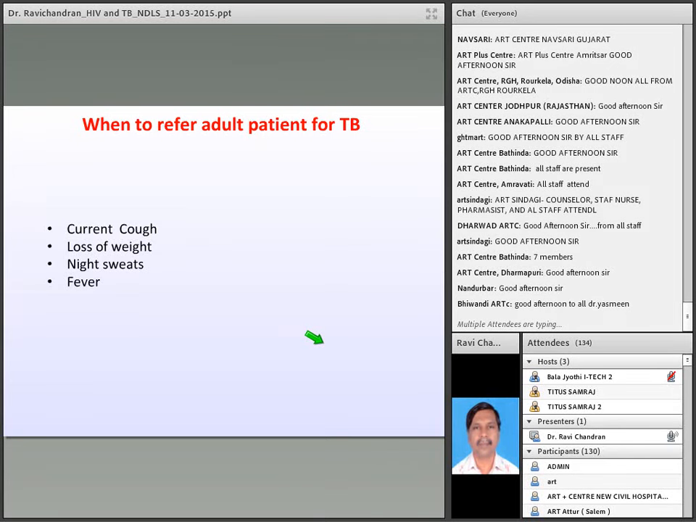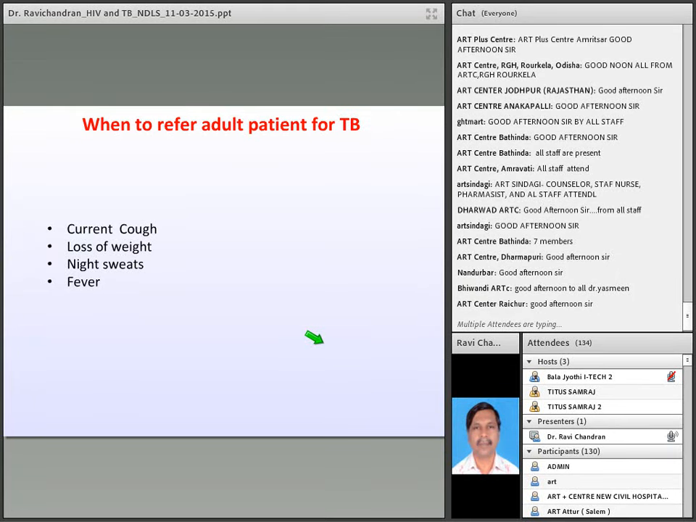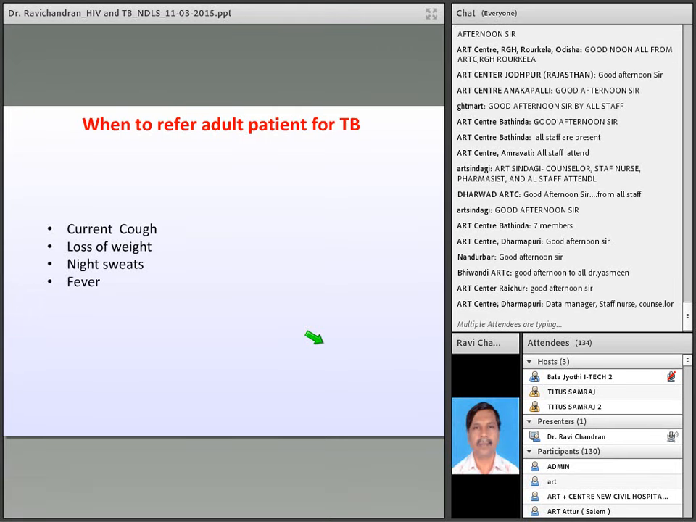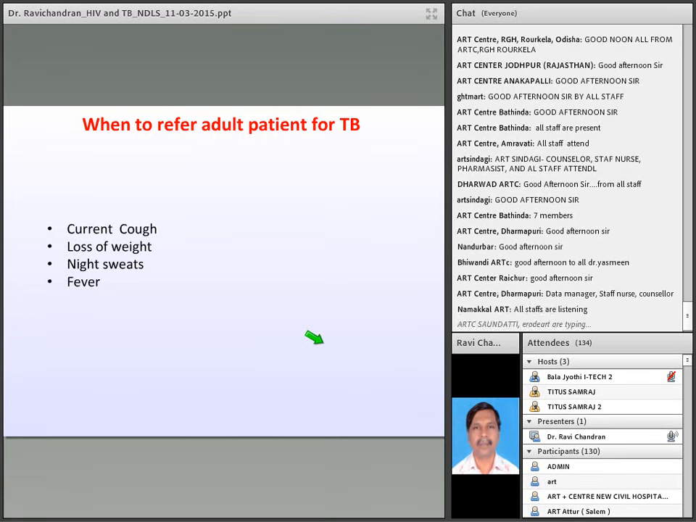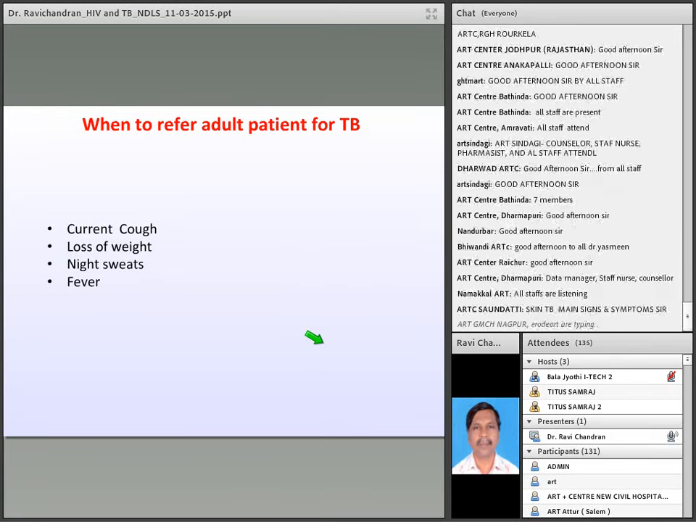So when to suspect tuberculosis? These four symptoms are very characteristic, and this four-symptom complex is both specific and sensitive. If one or more of these symptoms are not present, we can boldly say these patients may not have tuberculosis. The four important symptoms are chronic cough, loss of weight, night sweats, and fever.